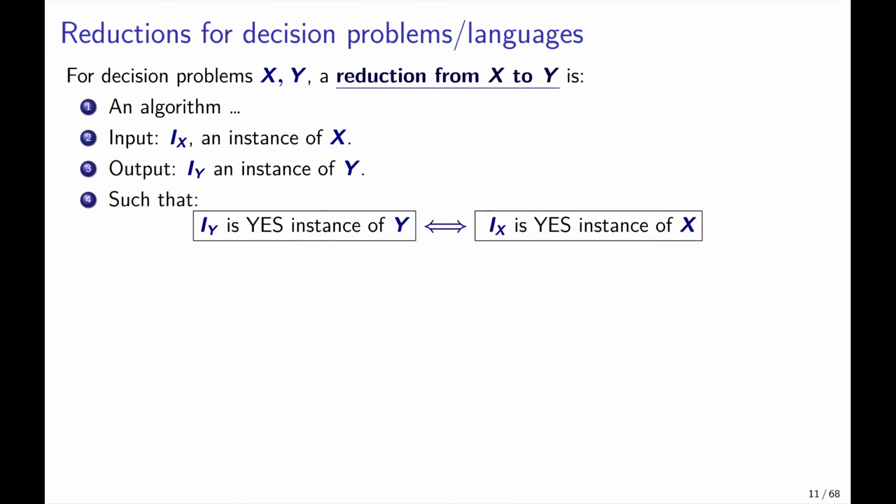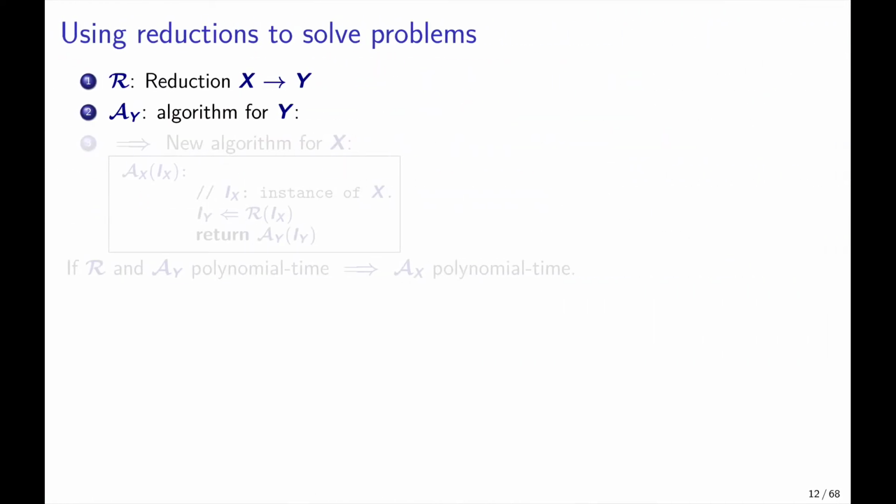And this is the version when we speak about the decision version instead of languages. It's exactly the same thing, right? We just want that the computed string is in the new language if and only if the original input is in the original language.